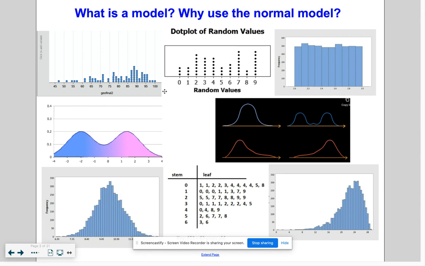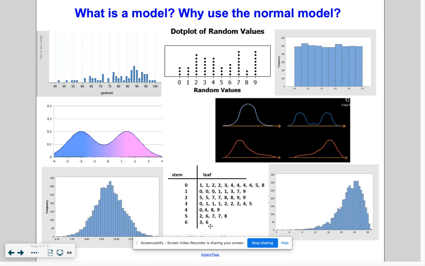So you might get some data and realize it isn't normal, and you will not be allowed to use a normal model. For example, this one over here is just really flat and uniform. Hopefully you can see where my pointer is. The one on the top right there, that's uniform. You have data that's kind of skewed. You can see the stem and leaf plot.